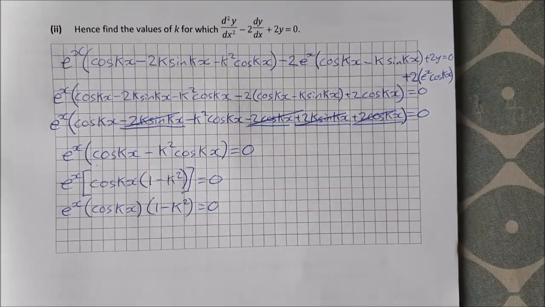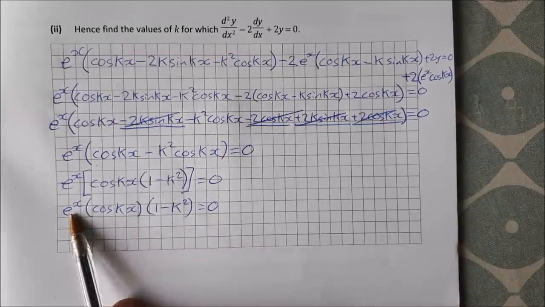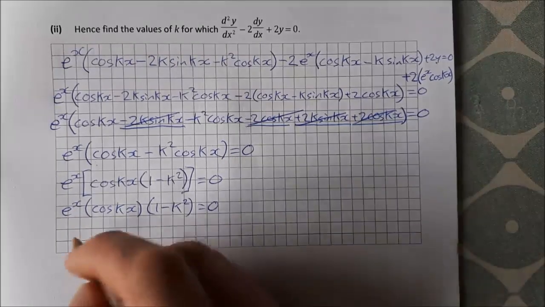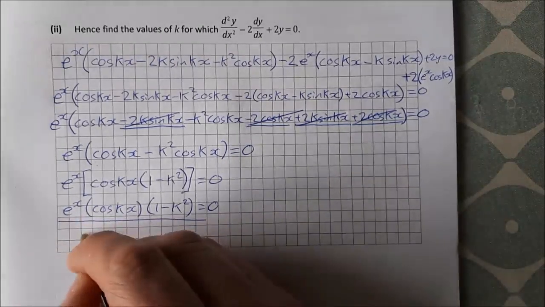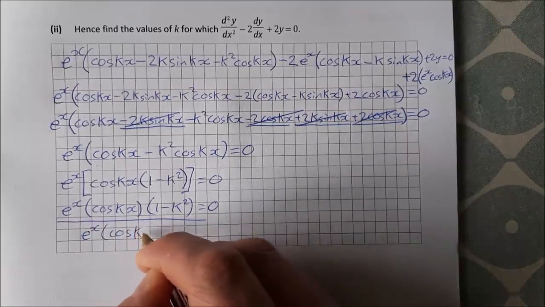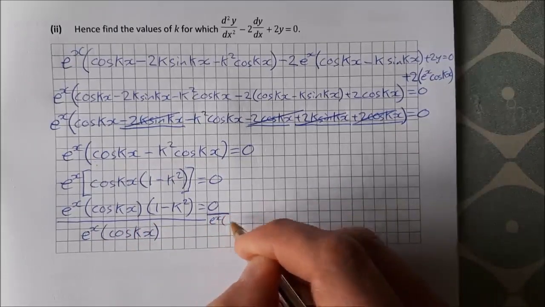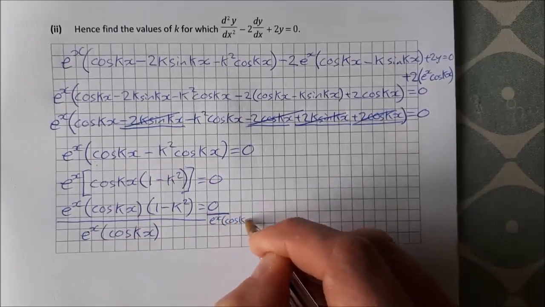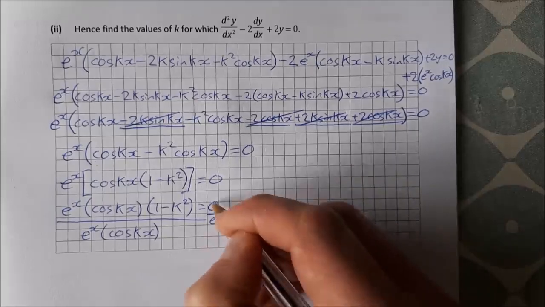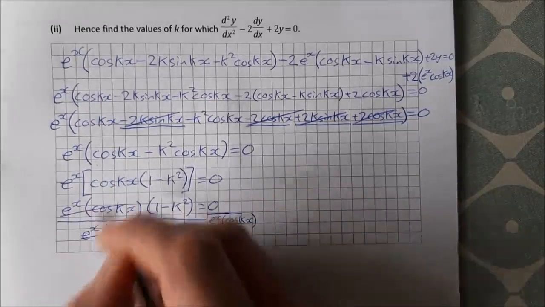So I'm only interested in what the values for k are. I'm not worried about what these x's are. So if I divide both sides by e to the power of x times cos of kx, and I'll do the same on here, well, on this side it doesn't matter, 0 divided by that is 0. But on this side, those will cancel out.